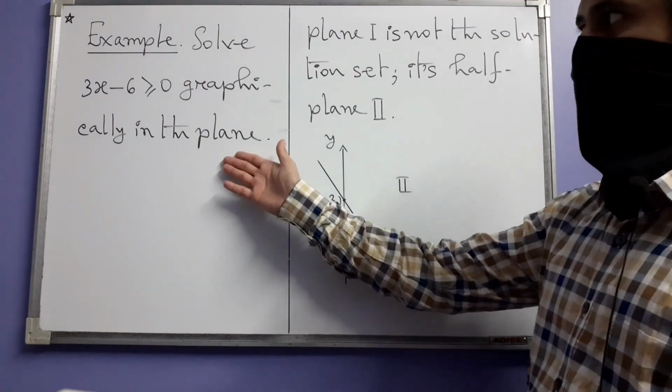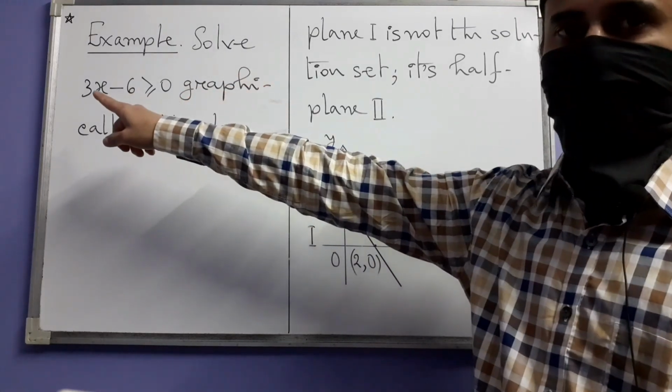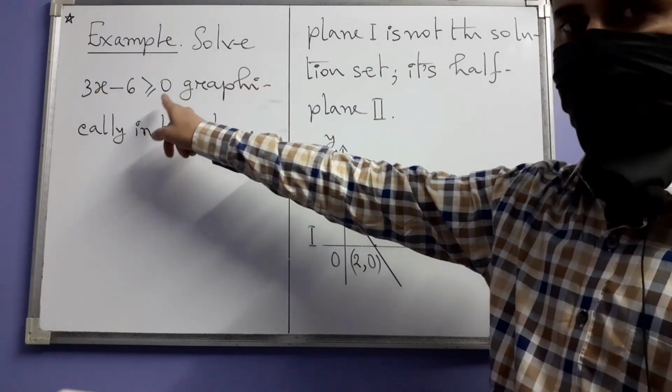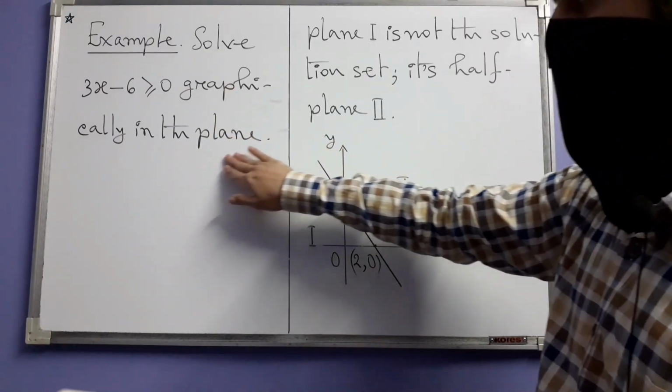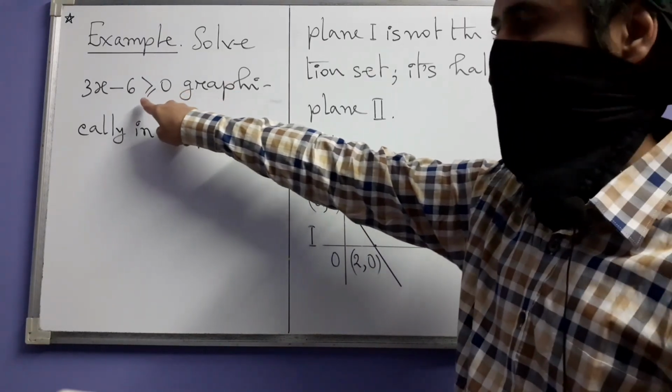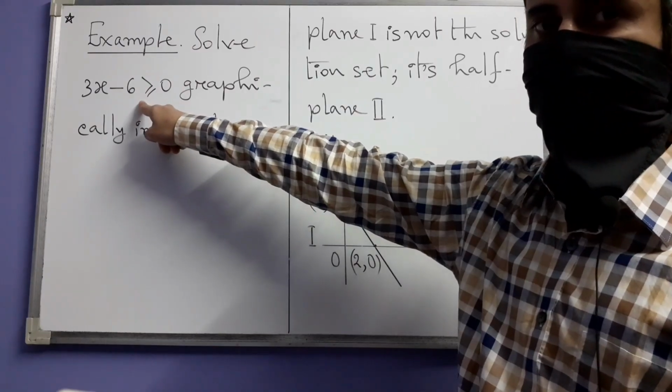Next we have this example. Solve the inequality 3x - 6 ≥ 0 graphically in the plane. You see this phrase, in the plane. Looking at the inequality, you see that there is no y.